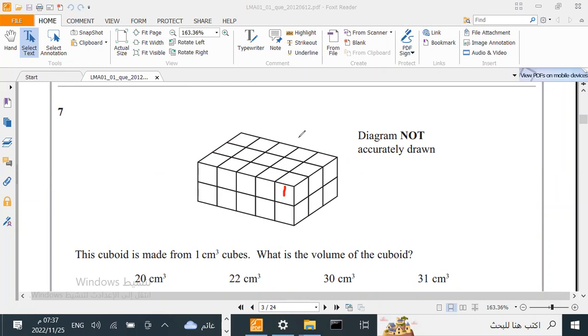It's 2 multiplied by 3? Okay, that's a good idea. Yeah, that's a good idea.